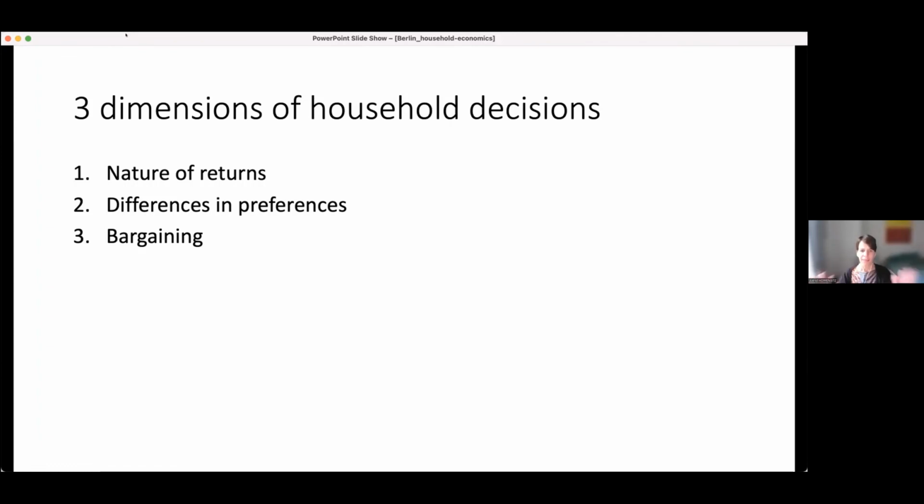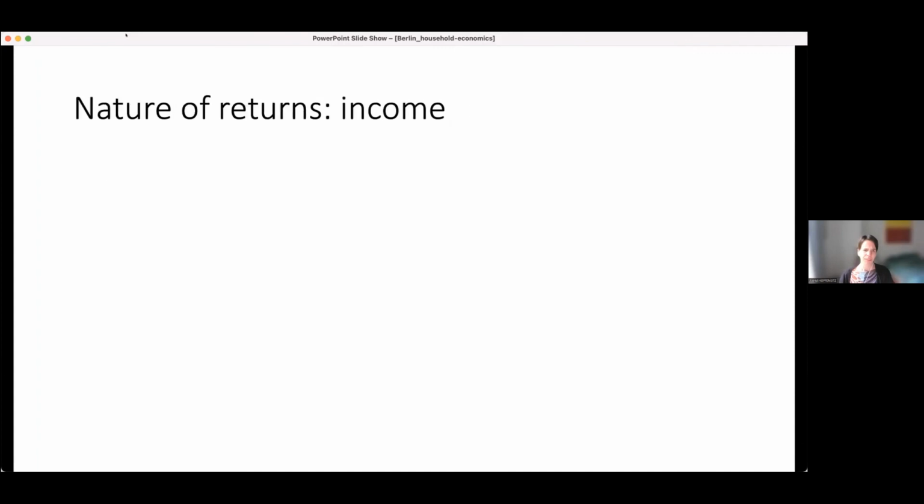And then the last step is, okay, so we know what we are bargaining about. We have the different preferences, but then all of this has to be aggregated in some way. So there must be some bargaining going on within the household, some kind of decision. And in a way, experimental economics and behavioral economics has been studying all these things already, but what we are trying to do is also bring them together within households. So let me give you an idea of what we're thinking about.